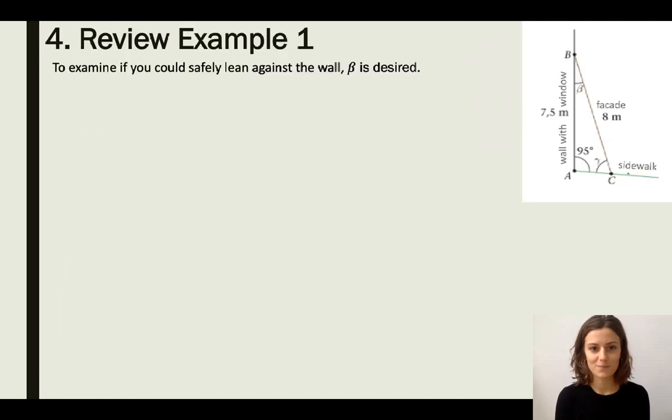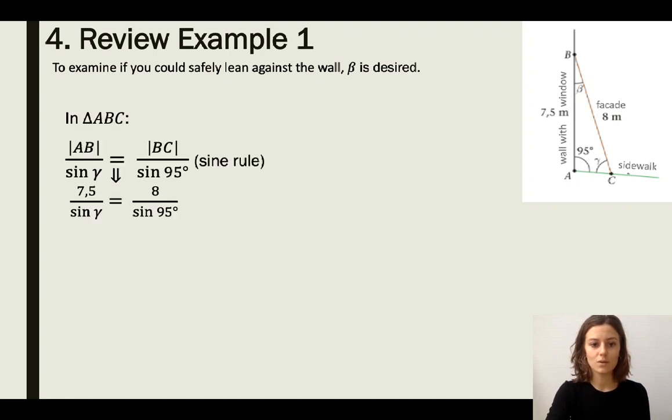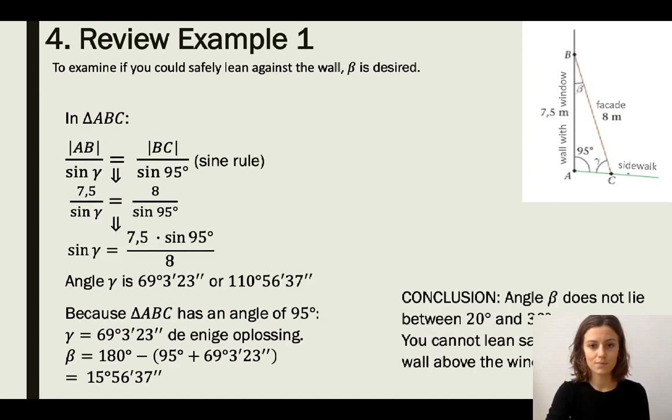Let's try. To examine if you could safely lean against the wall, you can now fill in the values that were given in the example in the beginning. Using the rule of sines, or the sine rule, you will now conclude that B does not lie between 20 and 30 degrees. This means that you cannot lean safely against the wall above the window. I hope this was clear to you and that you now have an idea of the law of sines.